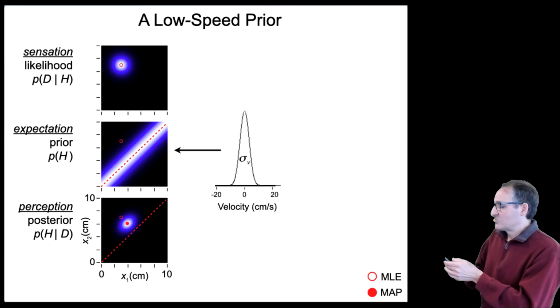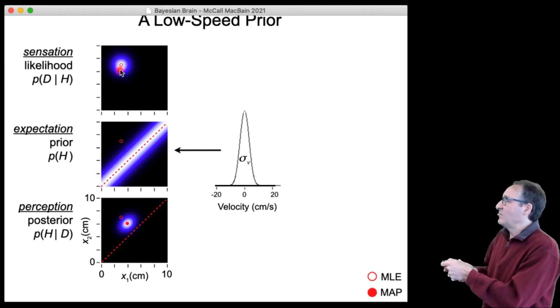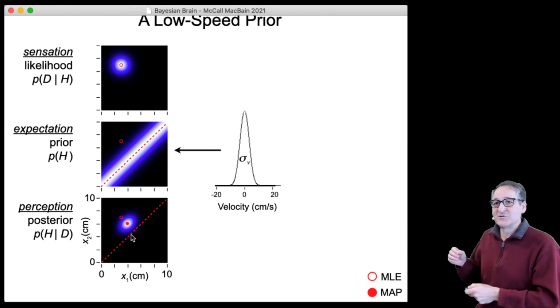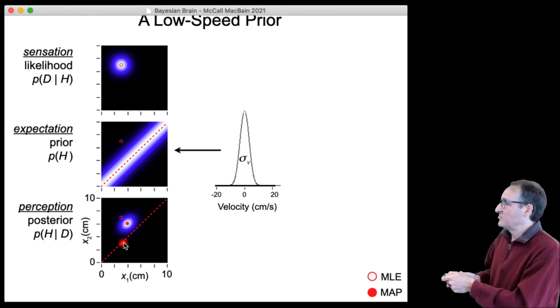right? So we can convert this velocity expectation to a prior in our space here, our pixels of x1 and x2 hypotheses. And then we just multiply every pixel here by the corresponding pixel here to do Bayesian inference. We take the product of the likelihood and the prior. And then this is our posterior.